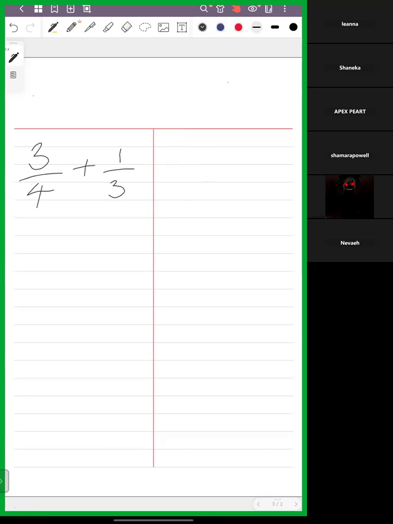For this level of the math, step 1 is not applicable because there is no mixed fraction to convert. So we can ignore step 1 and jump right into step 2. Step 2 says we must find the lowest common multiple, which basically we draw one line and we try to find the lowest number that both 4 and 3 can go into without leaving a remainder.